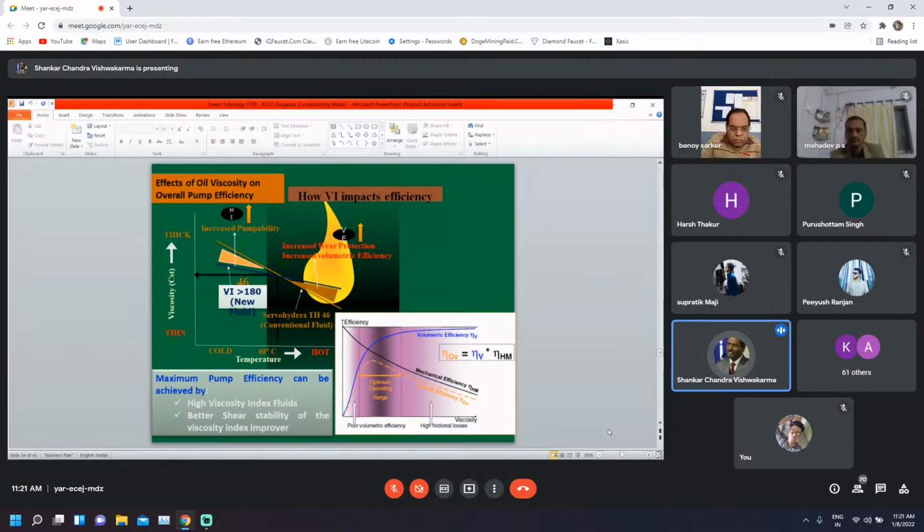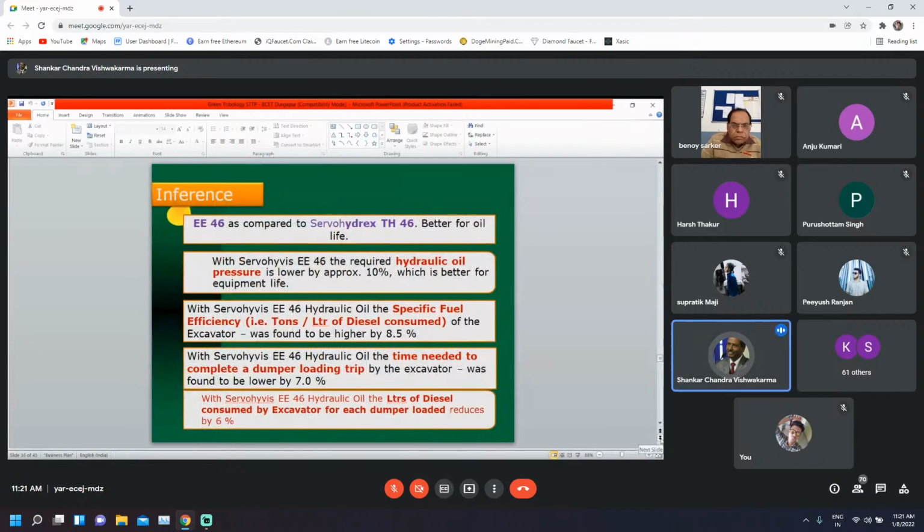So this work was done during my tenure in Coal India, and this was the inference drawn, and you'll be surprised to know from this inference that only by changing one oil, I'm talking about Servovis E46, that has changed so many things, and these are the benefits. You can see the benefits. The specific fuel efficiency has increased by 8.5%.